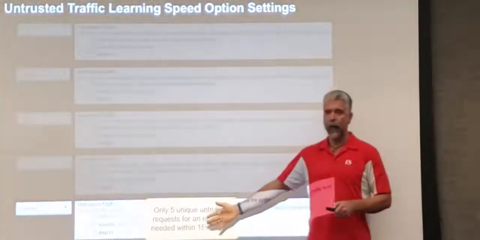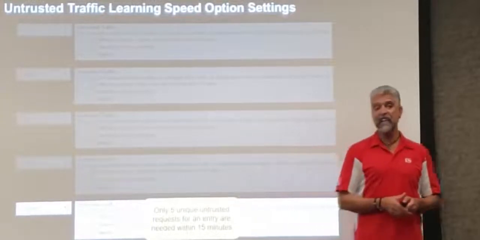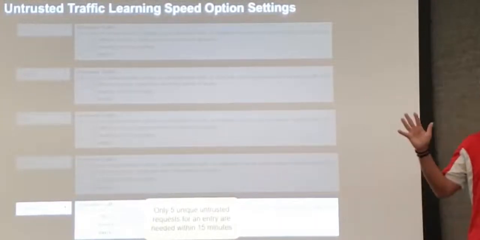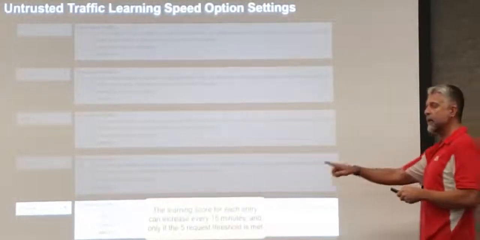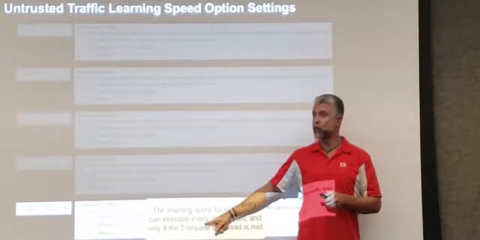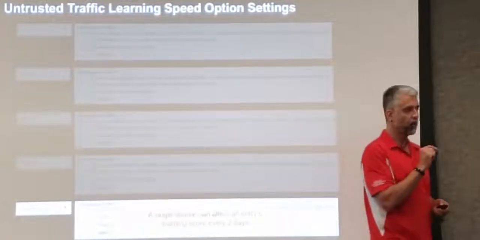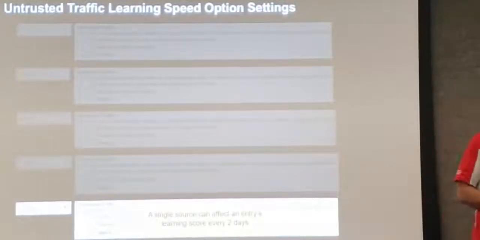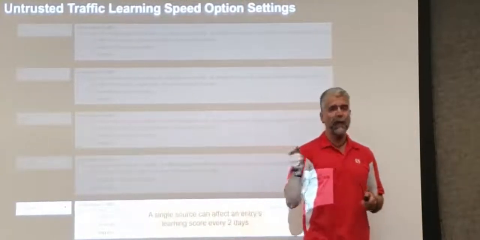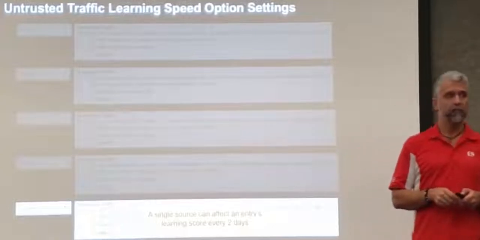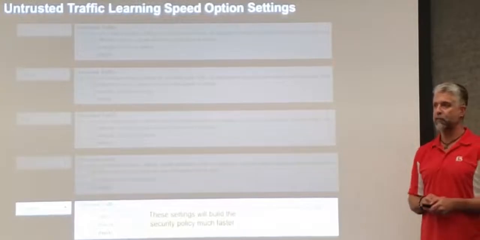With this example, I'm only requiring 5 unique sources over a 15-minute period of time. As long as I get 5 unique requests, we can generate a learning score entry, and the learning score can go up every 15 minutes, as long as we have 5 unique requests. And one source can affect the learning score every 2 days. So is that going to speed up or slow down learning? That's going to speed it up. We're going to see learning scores going up much faster.